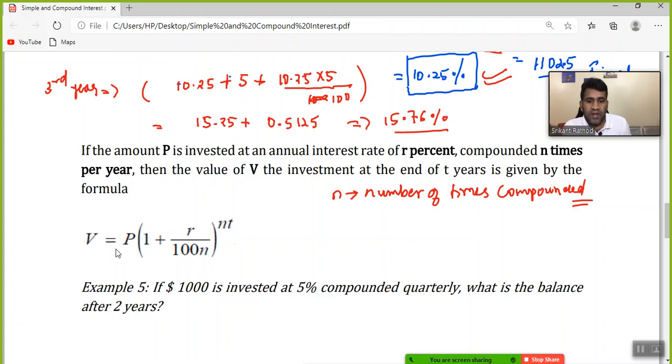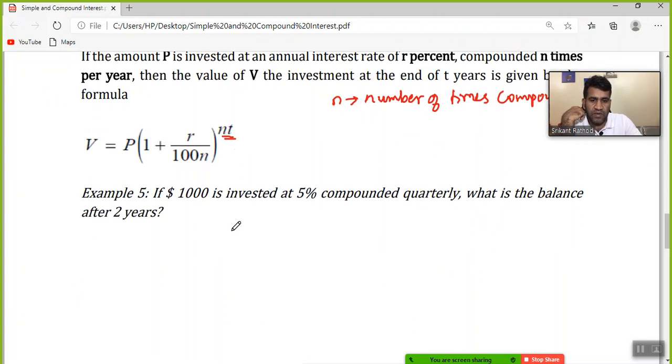So the formula now is the value after compound interest for n number of times. We can write it as principal amount times (1 + r/(100n)) to the power n times t. In the previous example we ignored the n, because that refers to annual compounding, where the value of n is 1. If it is semi-annually, the value of n is going to be 2, and so on, right?